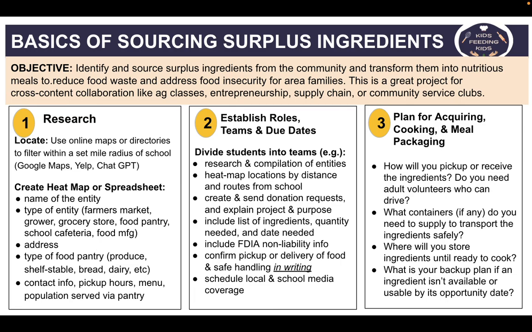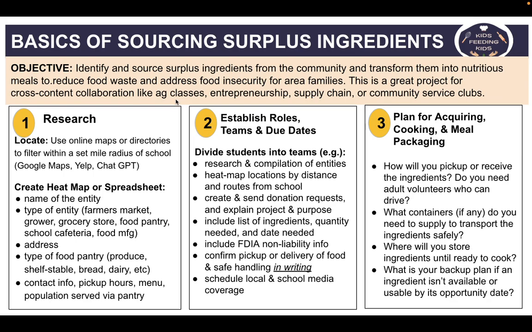And so maybe those onions can be used in the recipe that you do plan to make for your traditional Kids Feeding Kids meal. But that's going to take some planning, right? You're going to have to know who and where can I get some of those surplus ingredients from, and how will I get them here? So this would be sort of an add-on type element to the traditional Kids Feeding Kids meal project.